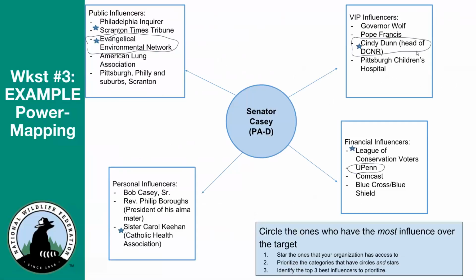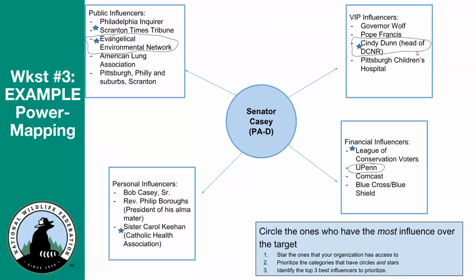VIP influencers, that's other elected officials. If we found out that Senator Casey really loved Bruce Springsteen and we could get him to talk to him, that would be great. Those are those kinds of folks. And then financial influencers, which is basically, for the most part, shorthand for campaign donors to our targets.